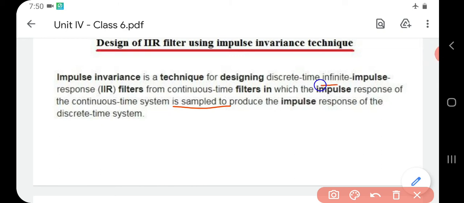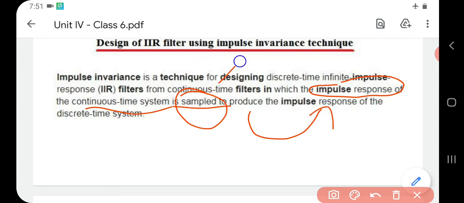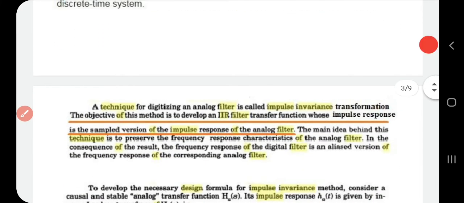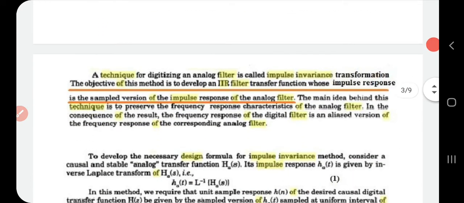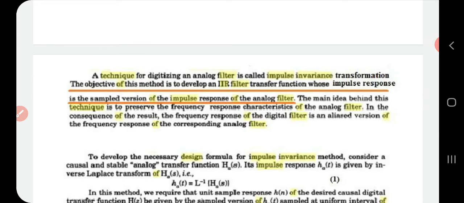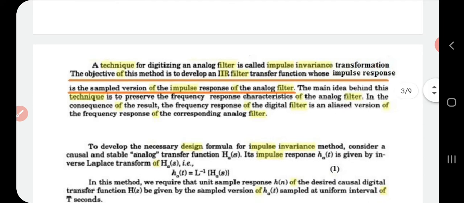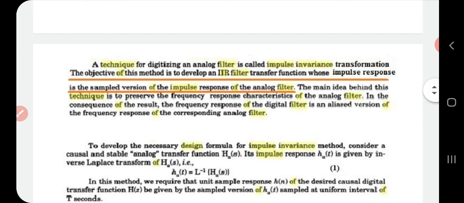Here the impulse response of the continuous time system is sampled in order to produce the impulse response of the discrete time system. That method of designing an IIR filter is called the impulse invariance technique. The impulse invariance technique is mainly used for digitizing an analog filter. That means converting an analog filter into a digital filter is called impulse invariance transformation. The main objective of this method is to develop an IIR filter transfer function whose impulse response is the sampled version of the impulse response of the analog filter.